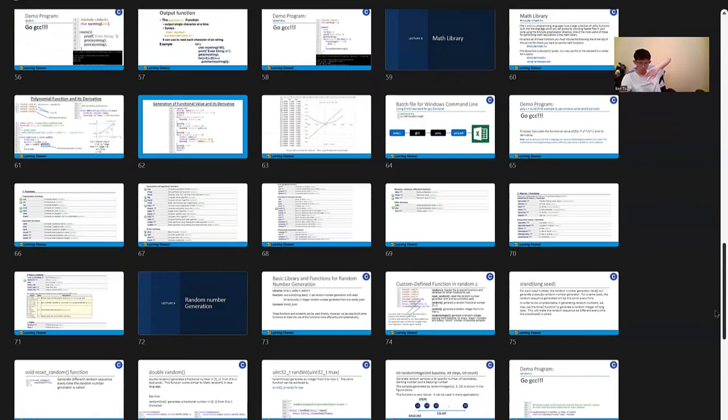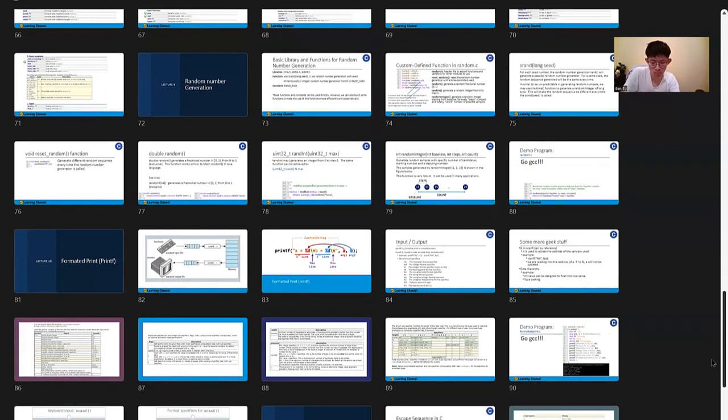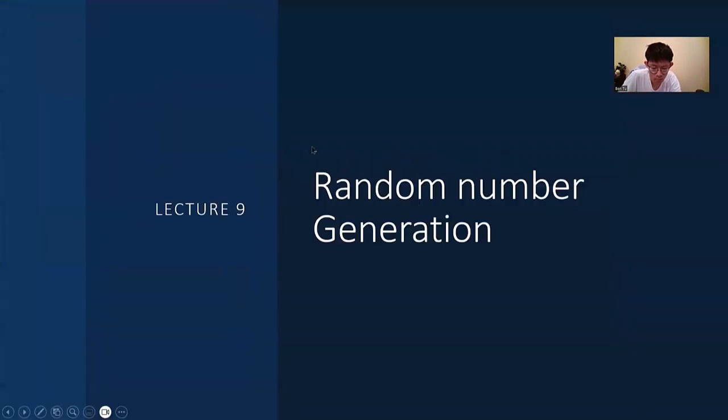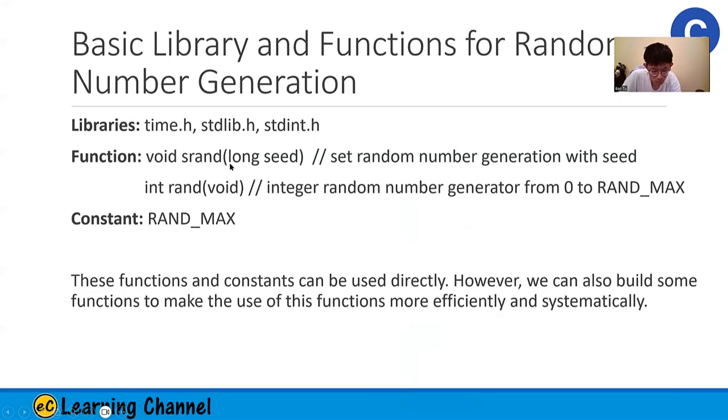Next one is random number generator. For the random number generator, you need to include the standard library, stdint.h, and the time.h. Time gives you the random time, okay? And then you need to call the function srand, seed for the random number. And there is a constant called RAND_MAX that you need to know.